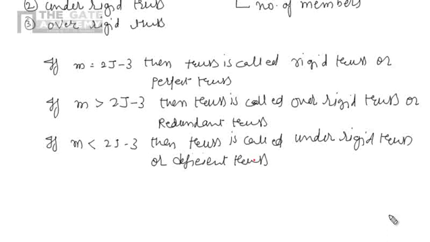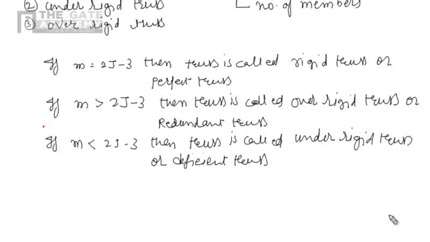So by this way we can say that if the truss is m equals to twice j minus 3, then it will be a perfect truss. Perfect truss means there will be no deformation of the truss after removing of the load. That's called a perfect truss. In case of redundant truss, again there will be no deformation of the truss after removal of the load. But here, with the help of extra member, we are providing the extra strength to the truss. So that's why we are calling it a redundant truss.